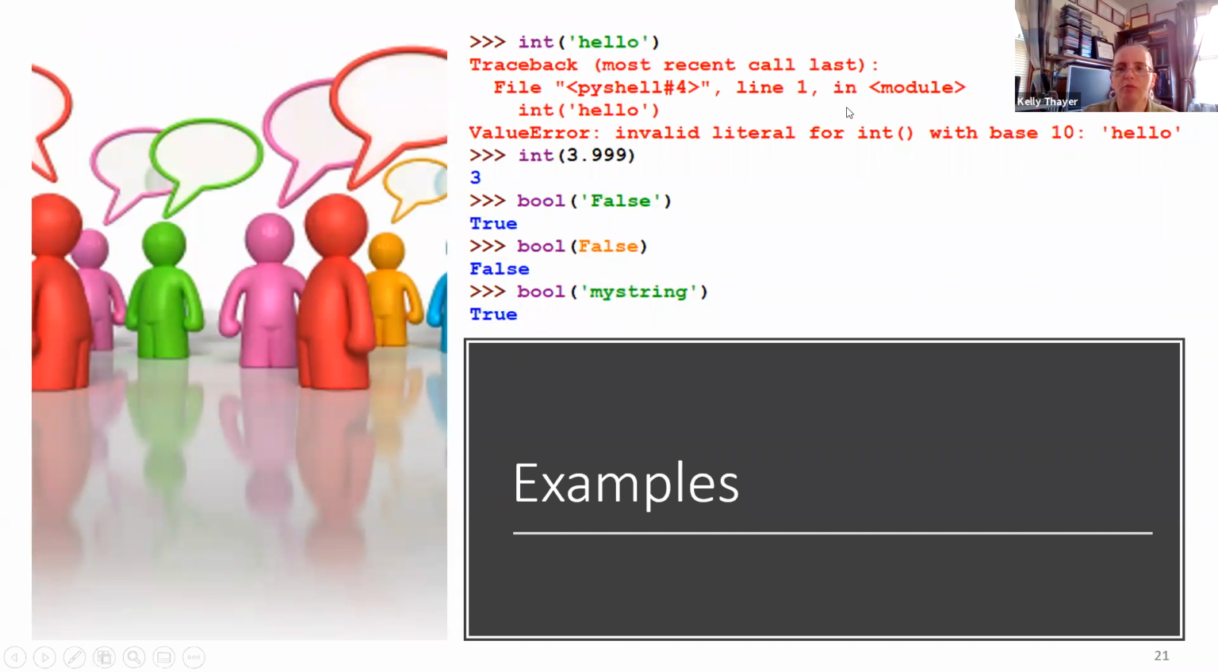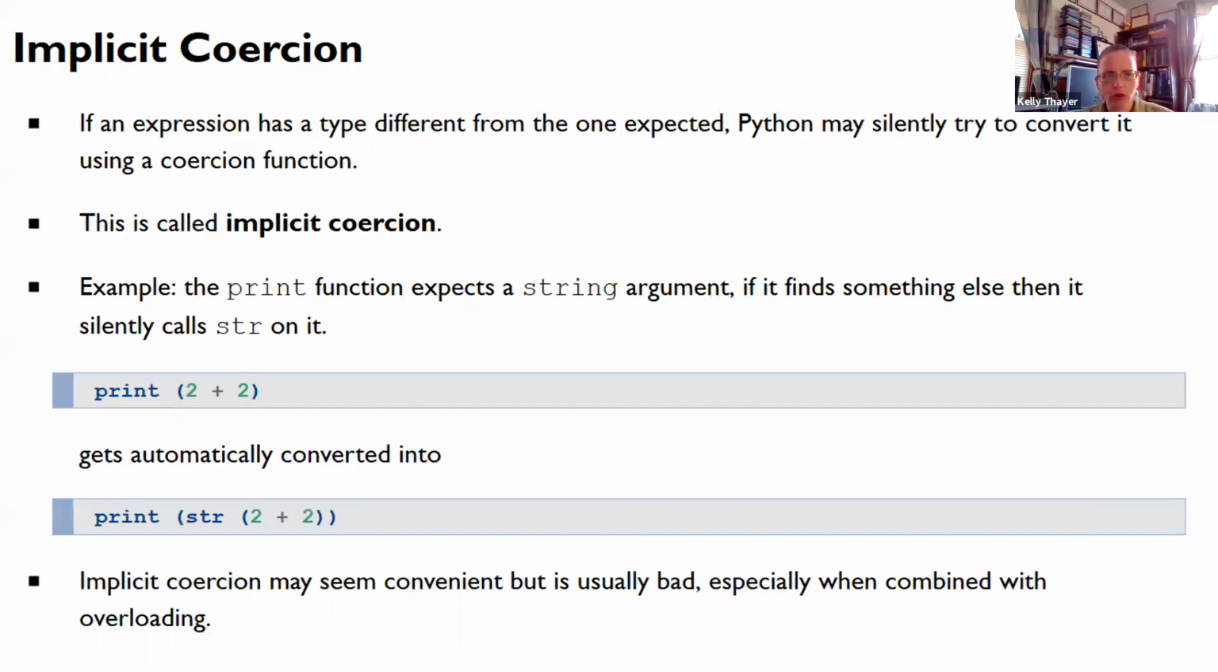Okay, so here we have a couple more examples, right? So again, you can't convert words, and these are basically the same examples that we just saw. Implicit coercion means that if an expression has a type different from the one expected, Python may silently try to convert using a coercion function, always being so helpful, although at times maybe it's not. This can be a source of problems in your programming code, as Python is trying to be helpful and may do something you didn't really want it to do. This is called implicit coercion.